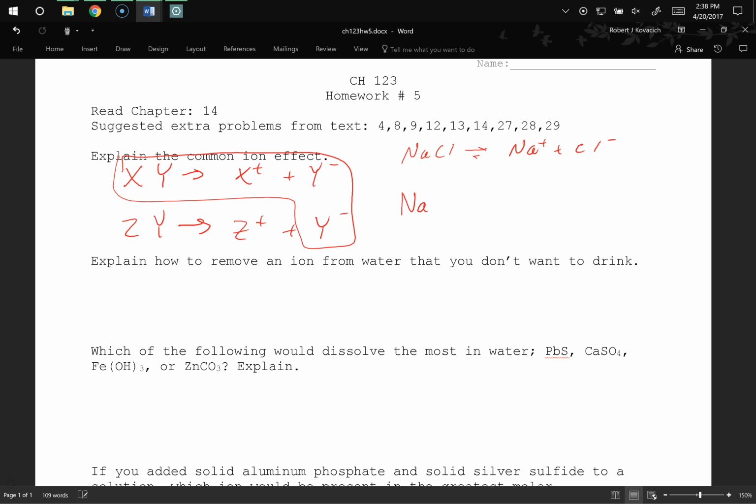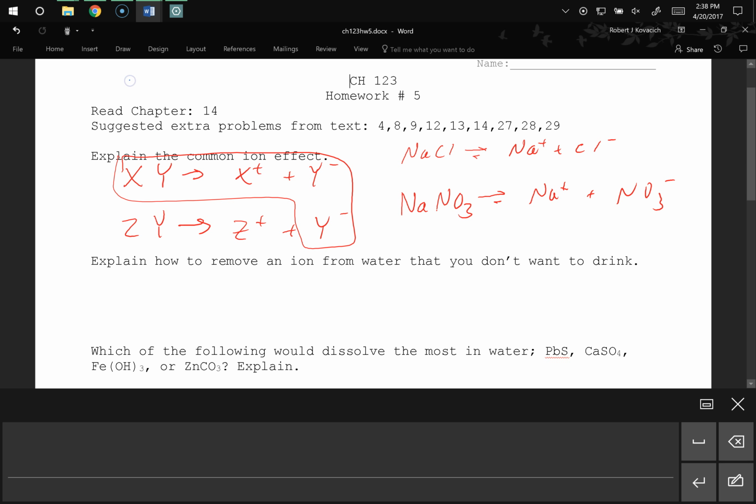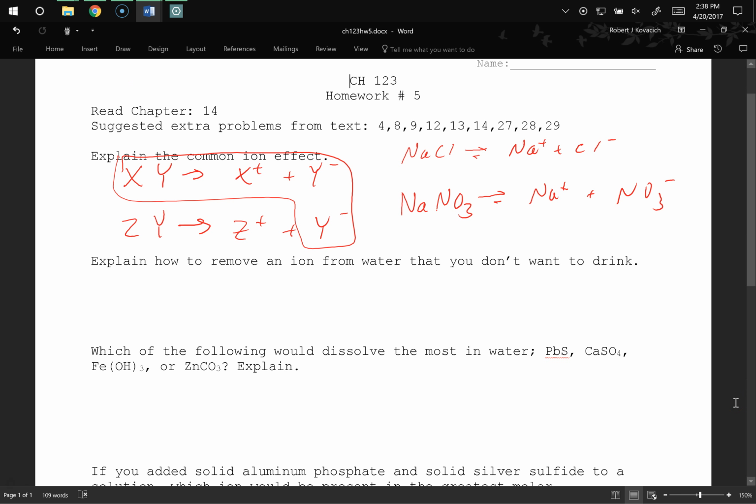Let's say that I put in sodium nitrate, also soluble. So now the amount of Na went up. Are we okay with that? Me saying the amount of Na just went up? I just increased the amount of sodium in the solution. So what's going to happen? It's going to shift back this direction, and I'll actually get more solid sodium chloride there.